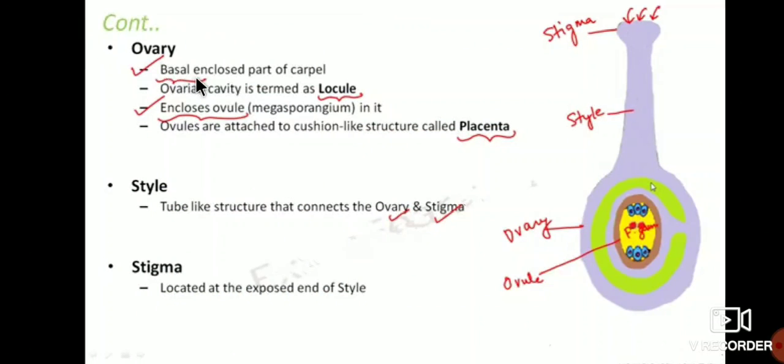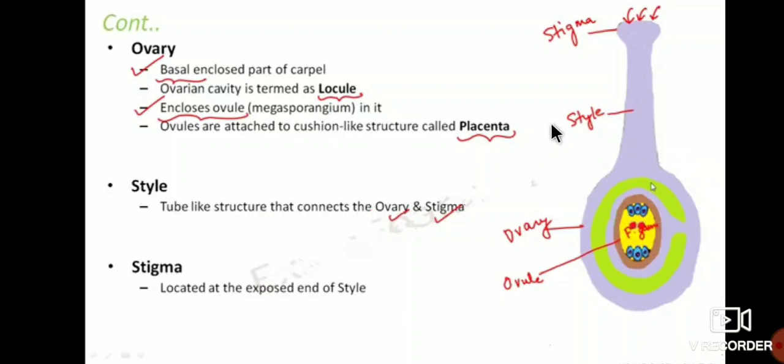First one is ovary. Totally this part is called as ovary. So basal enclosed part of carpel. Ovarian cavity is termed as locule. So it encloses ovule. This ovule is enclosed by this ovary. Ovules are attached to the cushion-like structure called placenta.